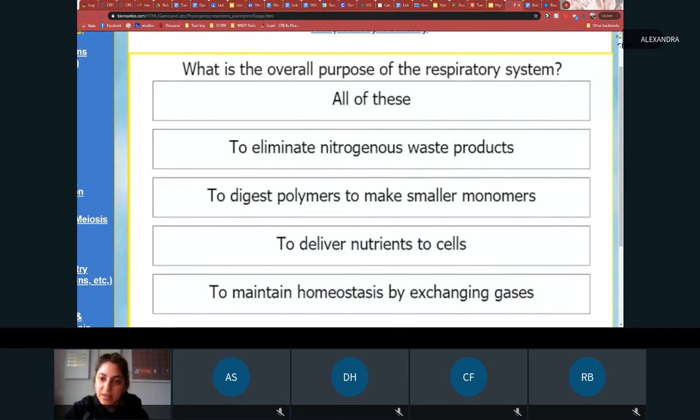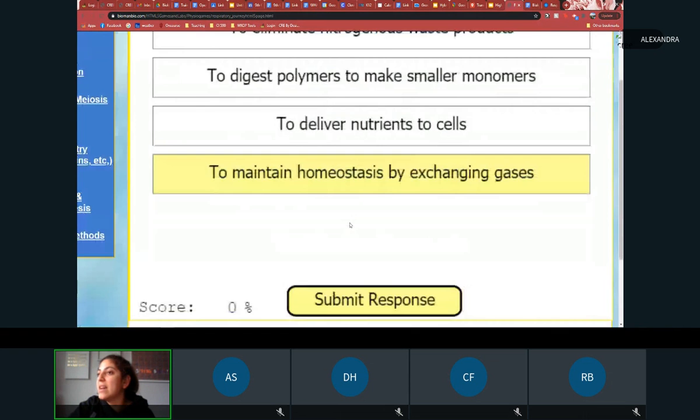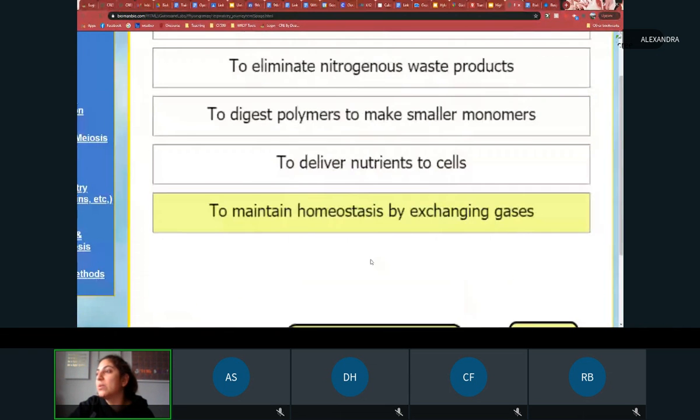My computer's going a little slow. Okay, so we've got eliminate, and we've got 2 for maintain. So let's go with maintain because that's where we have the majority. To maintain, submit response. Good, that was the correct answer.